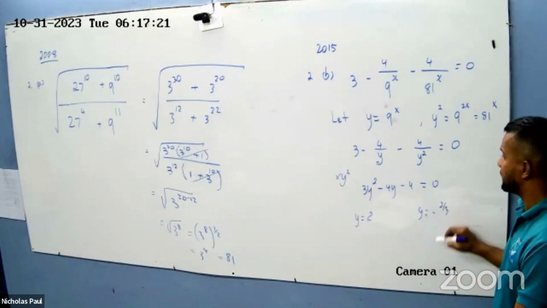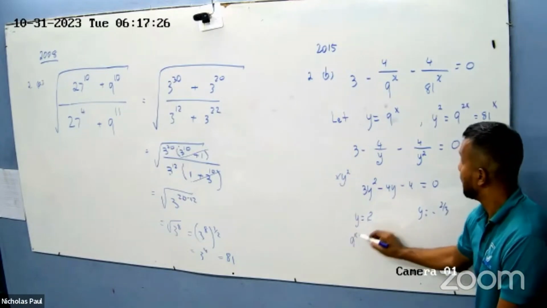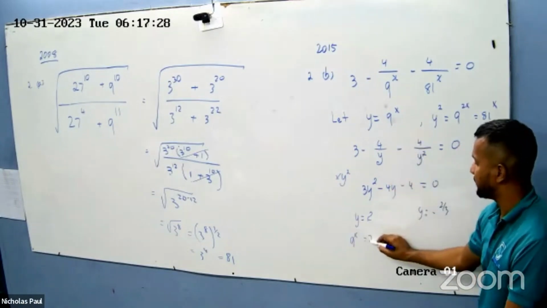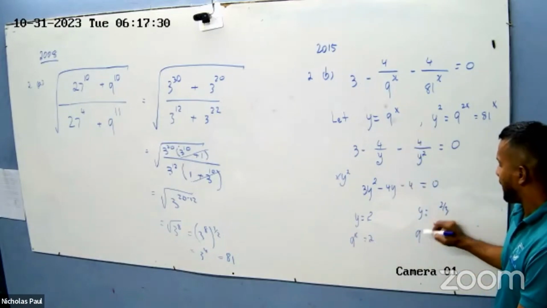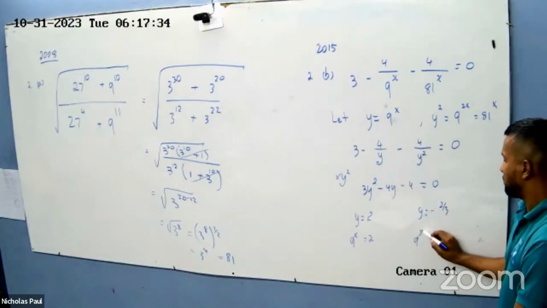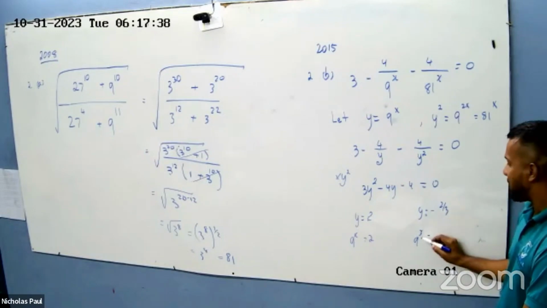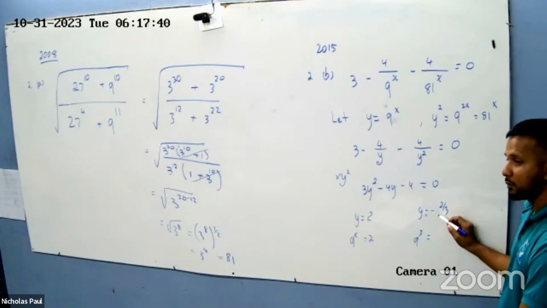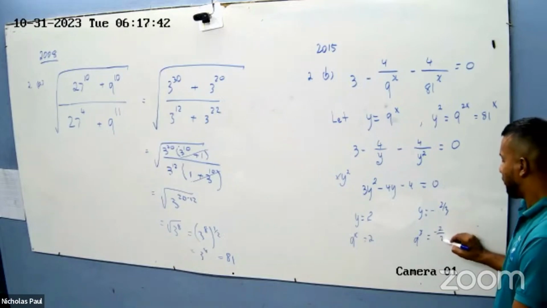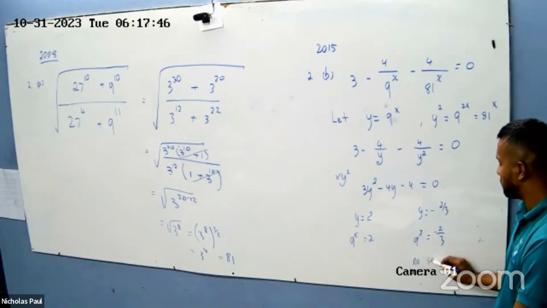Y is minus 2. But remember, y is really 9 to the x. Right. I want to point out something here. Could 9 to the x ever give you a negative value? Is there any x value that could ever give us that? No. So therefore, 9 to the x equals minus 2/3 has no solution.